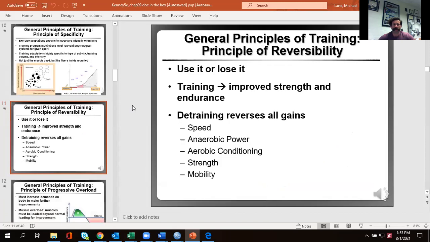Now, the next one we have is just good old reversibility. If you are not using it, you will in fact lose it. So like anything else, when we train, we're going to get better at both our strength and endurance. When we stop training, it's going to go backwards. This is the unfortunate rule of the world, which is, yes, your body, when not in shape, carrying around lots of muscle mass is energetically expensive for the body. So it wants to have as little muscle mass as it can get by with for the activities of daily living that it's required to do.